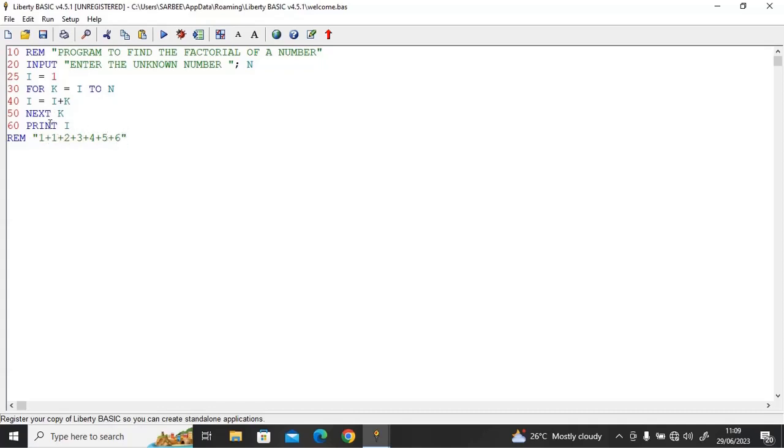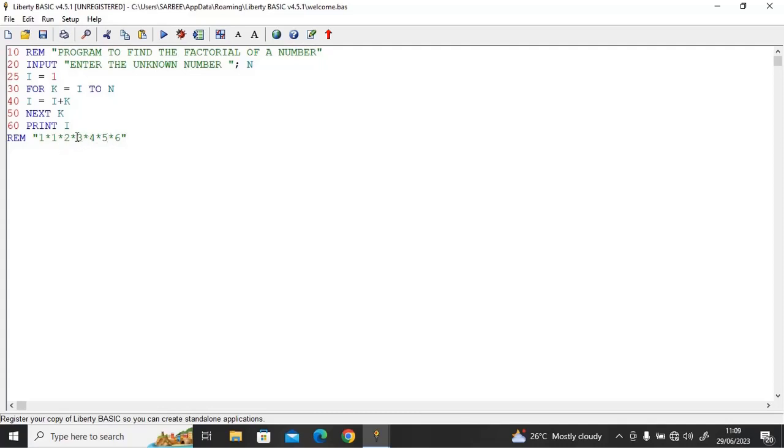Now if it's times, it will be 1 times, then this one times, then this one times, this also times, this also times. So what I have here is 1 times 1, that is 1. 1 times 2 is 2. 1 times 3 is 3. 1 times 4 is 4. 1 times 5 is 5. It will be 1 times 2 times 3 times 4 times 5 times 6.